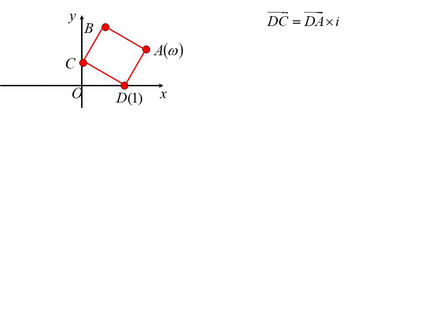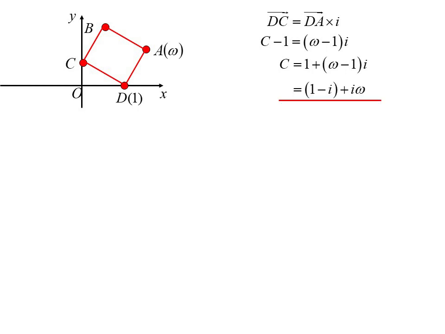So what would these other ones be? Well, DC then, if that's a square, must be the rotation of DA by 90 degrees, which is multiplication by i. So I know it'll be DA times i. DC would be, I don't know C yet, but it would be C minus 1, head minus tail. And DA, head minus tail, would be omega minus 1, and that's going to be times i. That allows me to come up with an expression for C. C must be 1 minus i plus i omega.